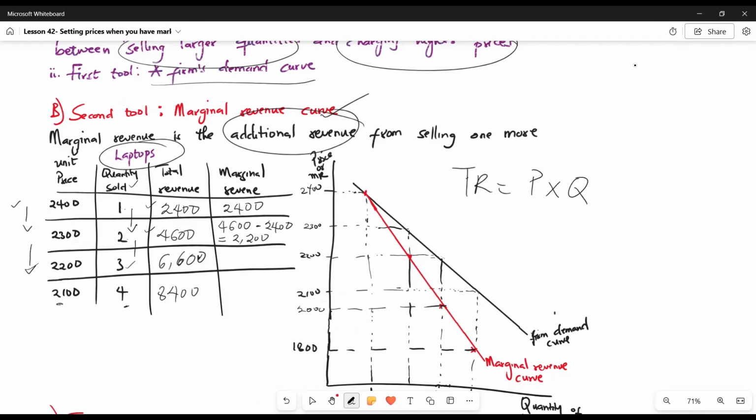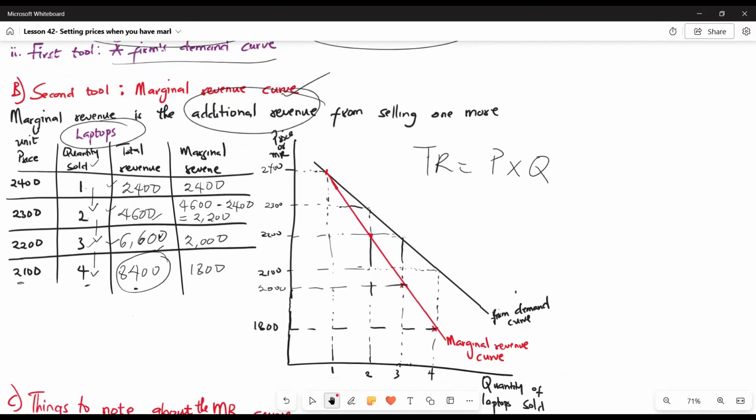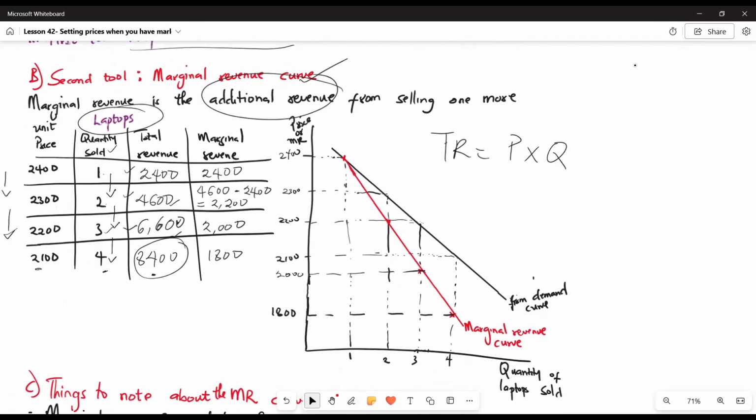Now, similarly, for the third unit sold, the total revenue increased from 4,600 to 6,600. So the marginal revenue is simply the new total revenue minus the old total revenue, which is 2,000. And then this is also the case for the fourth unit sold. So this additional unit increased the total revenue to 8,400. So the difference between the new total revenue and the previous one is 1,800. Now we can use this information to draw our demand curve and the marginal revenue curve.